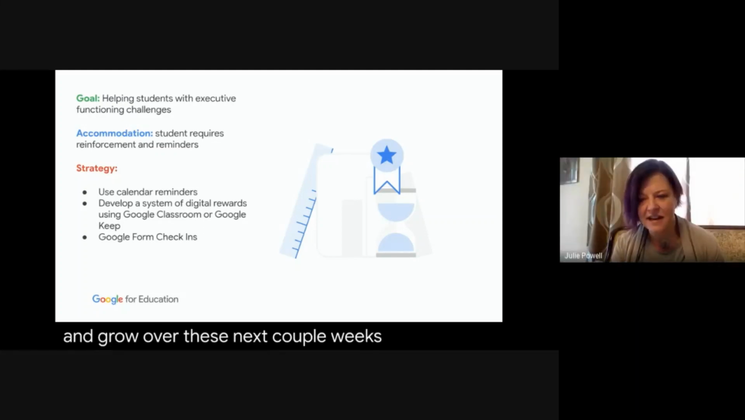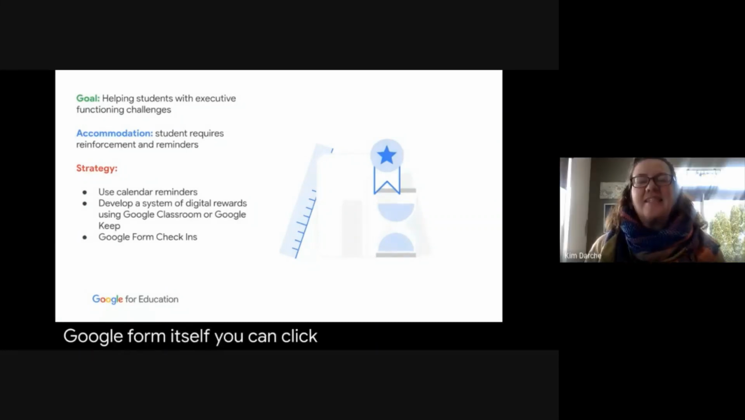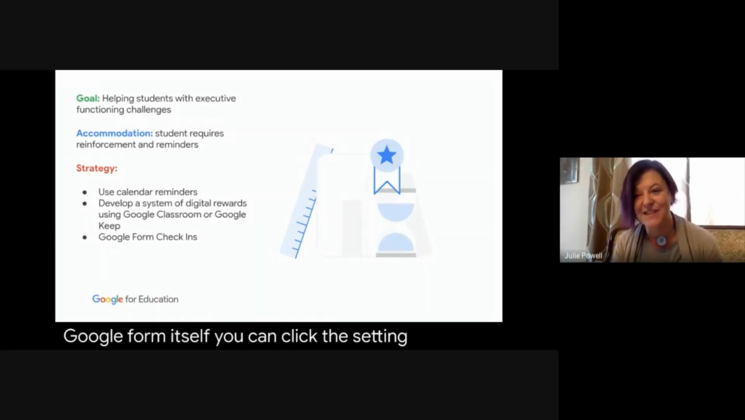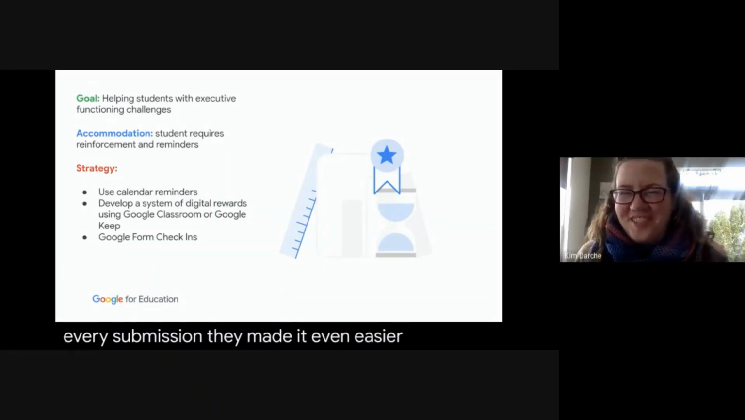I have to add to that, Kim, then. Because I used to use the digital notifications on Google Sheets, but now it's built into Google Forms and has been for a little bit. So now on the Google form itself, you can click the settings and put in email for every submission. They made it even easier. Wow, great. Awesome. Googles, I tell you.